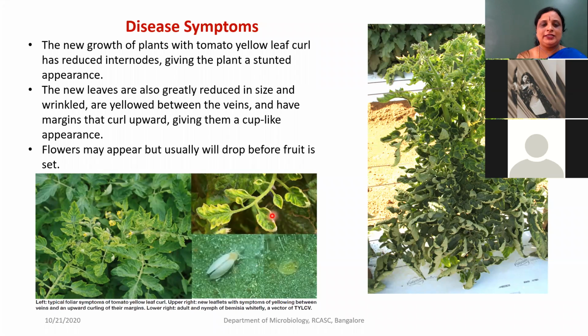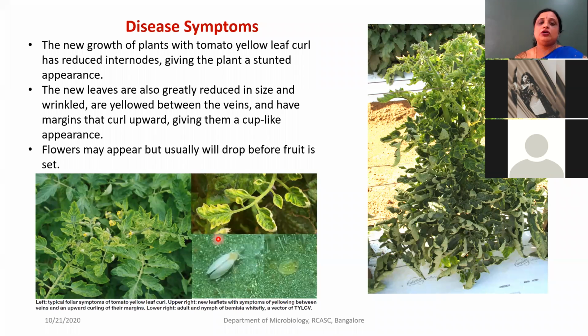For example, if these are veins, in between the veins you can see the chlorosis, isn't it? Say for example, this is the midrib, these are veins. In between veins you can see the chlorosis. And also the margin curls upward. This is the margin of the leaf. It curls upward and gives a cup-like appearance. Here also you can see the margin is raised or curled upward. Because of this, the leaf becomes cup-like, and such plants may not flower. Even if flower formation happens, the fruits are not formed, because by the time pollination and fertilization happen and fruit production begins, the flowers themselves would have dropped down.